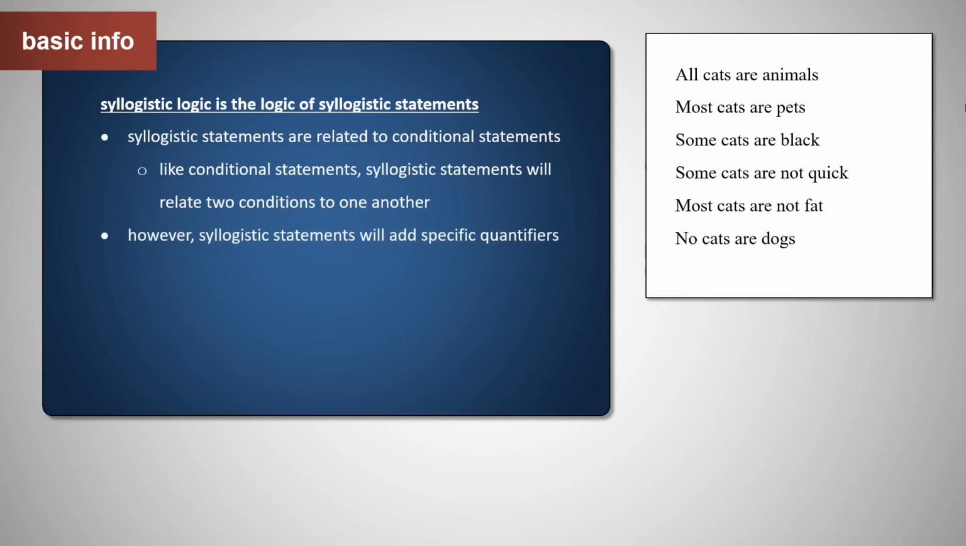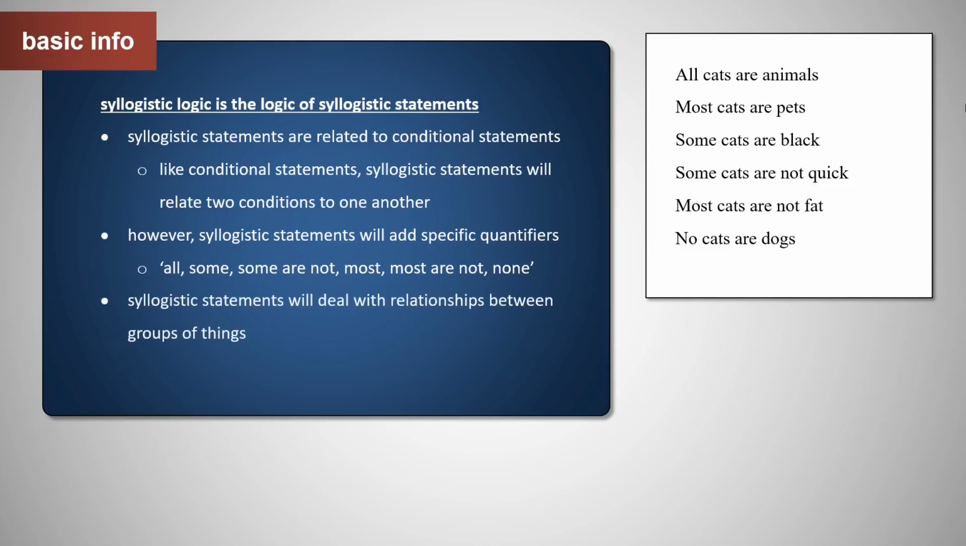However, syllogistic statements will add specific quantifiers. So all, some, some are not, most, most are not, and none. So that's what we see here. In all of these statements, we have one of those quantifiers: all, most, some, none, no, etc. Syllogistic statements are going to deal with relationships between groups of things. That's why you have those quantifiers.